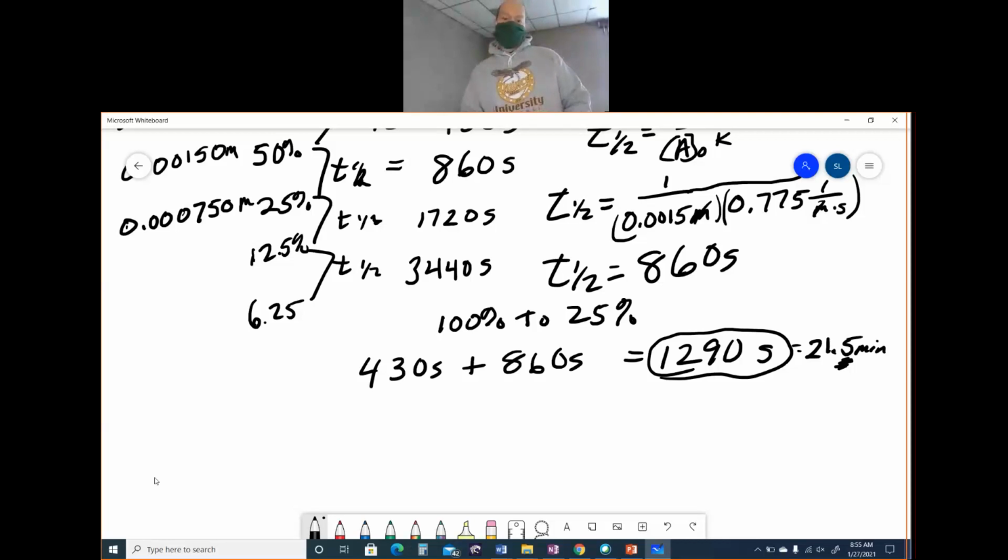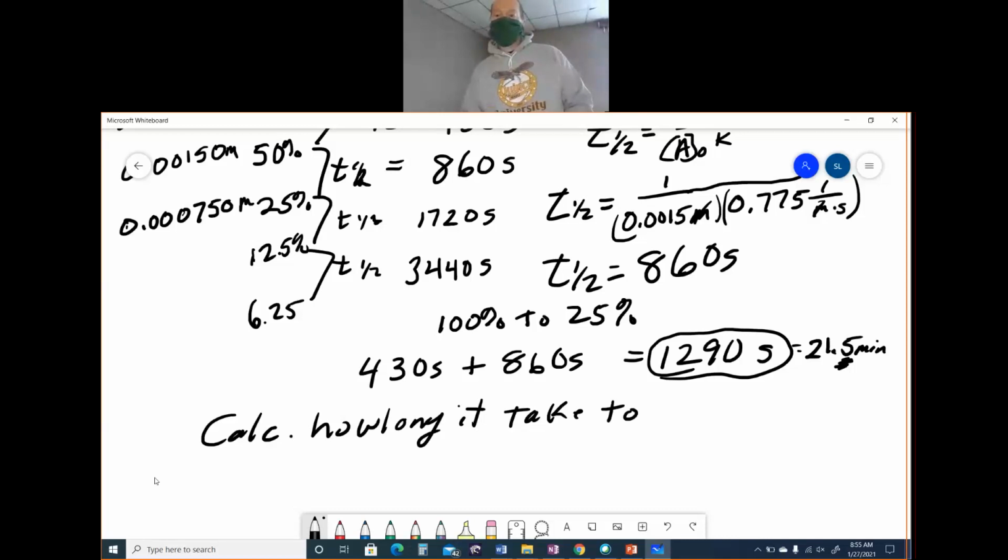All right, so now it can be calculated how long it takes to decrease to 10% of the initial concentration.